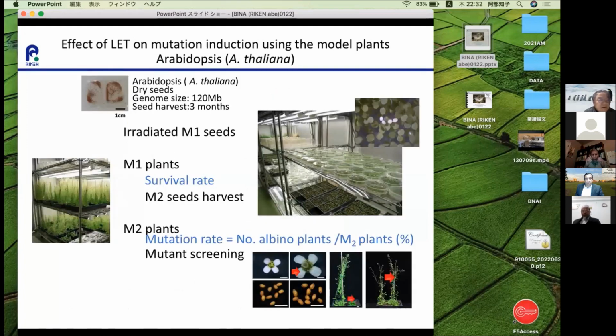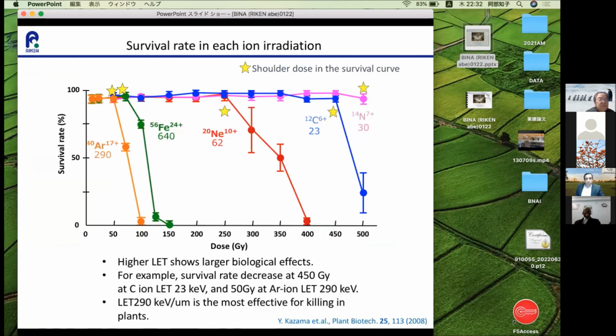The LET is an important factor to determine the most effective irradiation condition for mutagenesis. We investigated the effect of LET on mutation induction using the model plants Arabidopsis and rice. In the case of Arabidopsis, we measure survival rate in M1 plants and mutation rate in M2 plants. Mutation rate is the percentage of albino plants in the cultivated M2 plants. And we are selecting mutants in M2 plants.